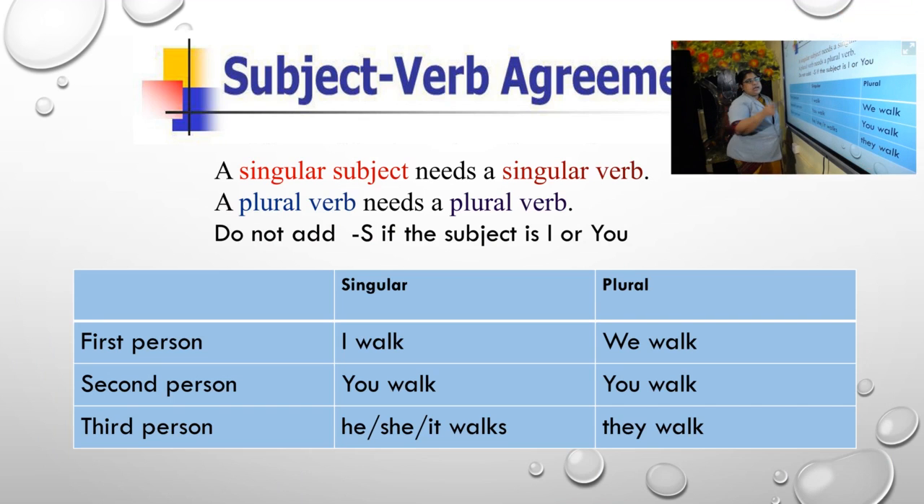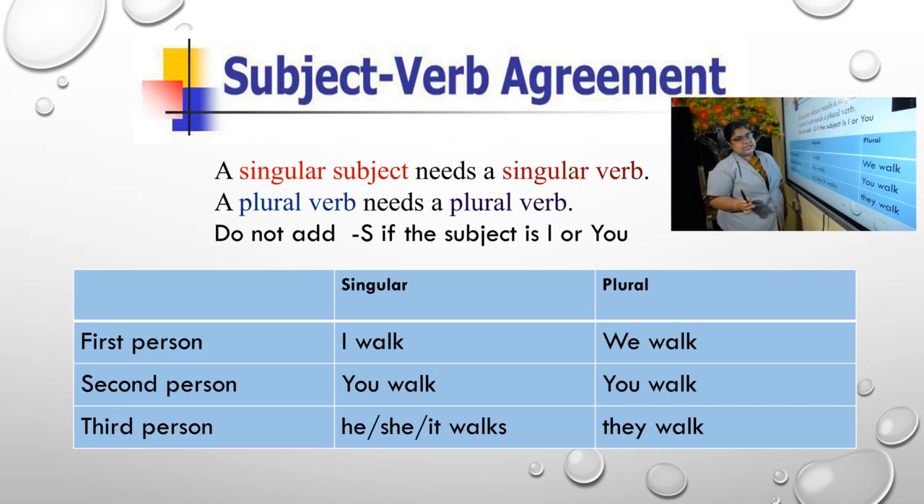Subject verb agreement. A singular subject needs a singular verb. A plural subject needs a plural verb. This is the point you want to remember. But there is one exception to that rule, that is, do not add S if the subject is I or you. If the subject is I or you in a sentence, you don't add S to the verb. This is the only point you have to remember.